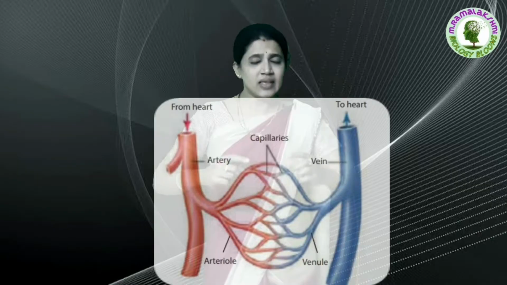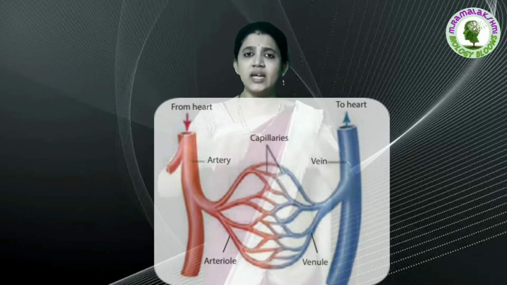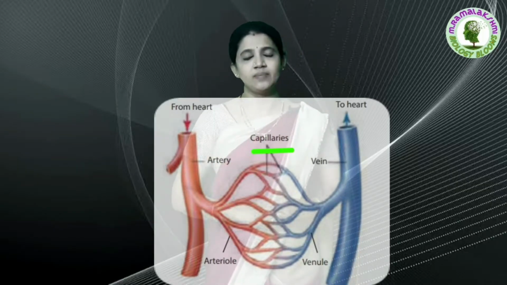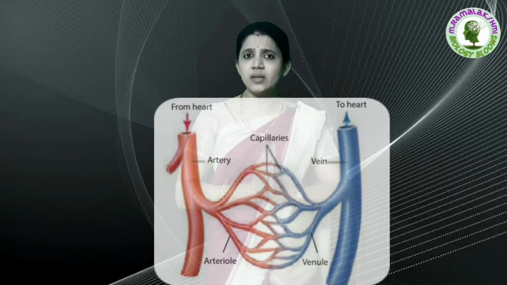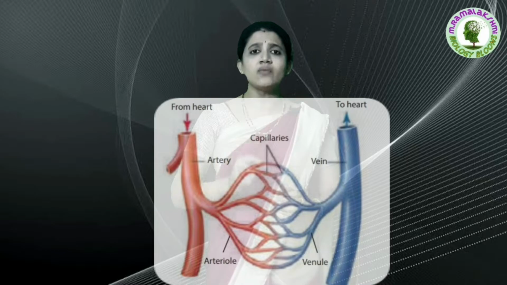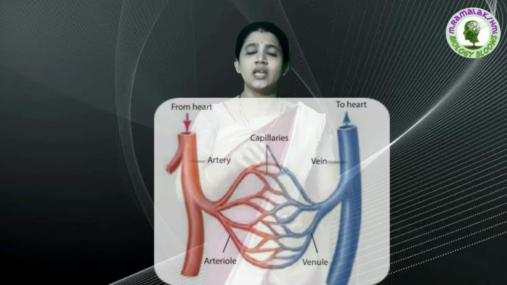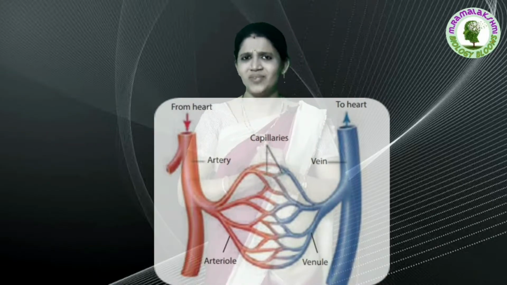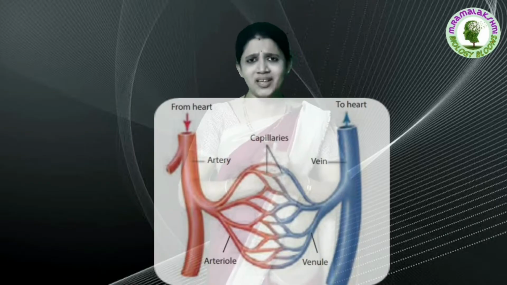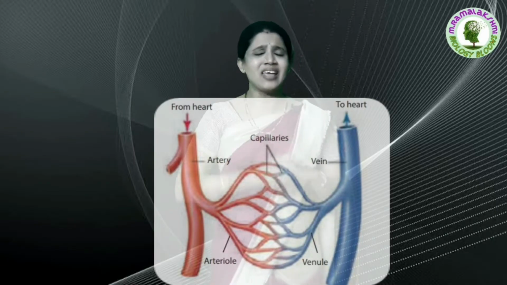So here there is a link between the arteries and veins. That link is called capillaries. Simply, the site of gaseous exchange or materials exchange occurs in the capillaries. How is it possible, madam, you are thinking? Yes, children, I will give an example.